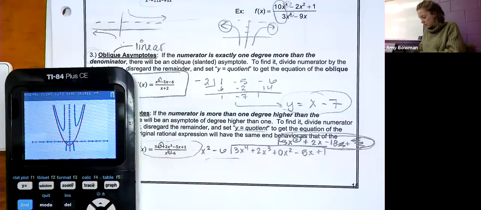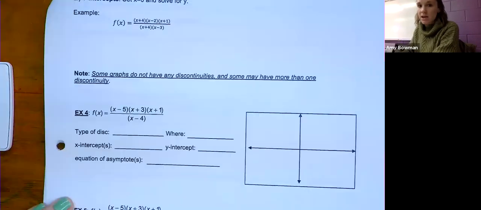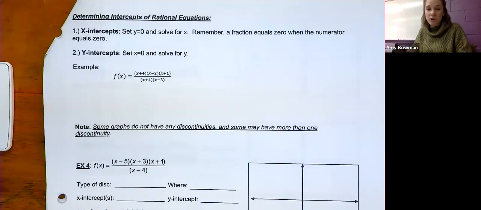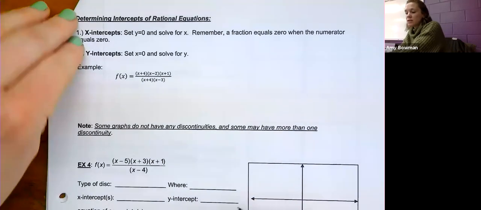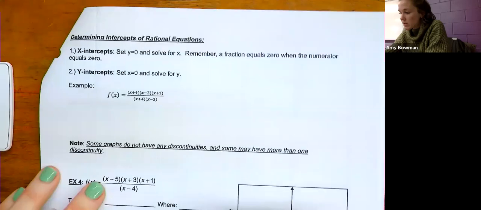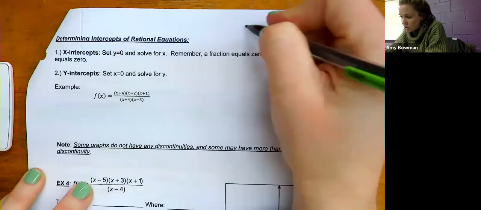All right, so let's move on to another bit of review, but worth taking the time. And that is x-intercepts and y-intercepts. And then we're going to put all of this together and get as much information about a rational function as we can from the equation itself, not from the graph.